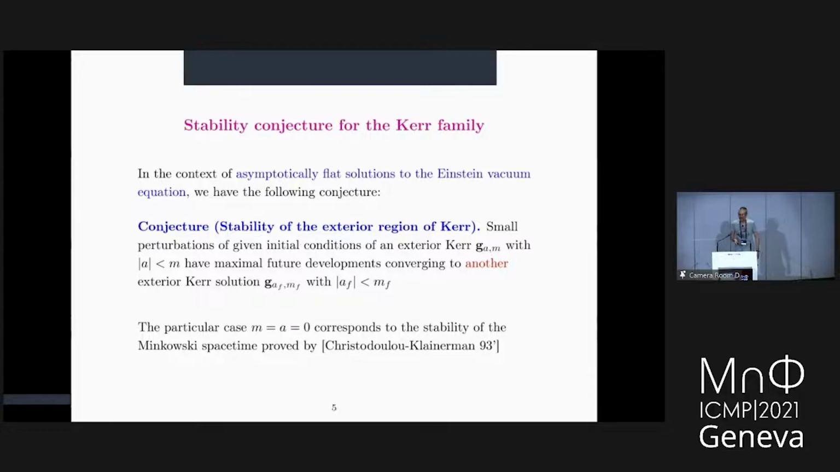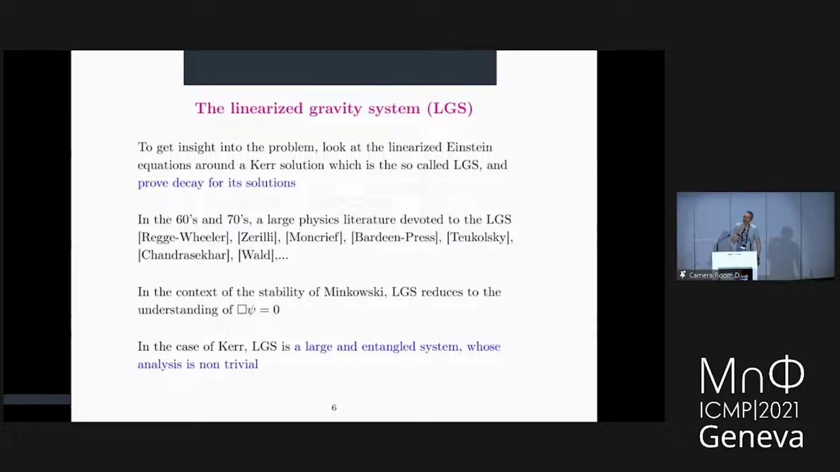OK, so now let me start with a natural model problem when you look at stability, which is the one of linearized stability. In other words, you look at the linearized equation around your solution. So you linearize the Einstein equations around a Kerr solution. That's the so-called linearized gravity system. And then the goal at the level of this toy model is to prove decay of the solution. In other words, at the level of the linearized system, you want to prove that your solutions decay to 0.